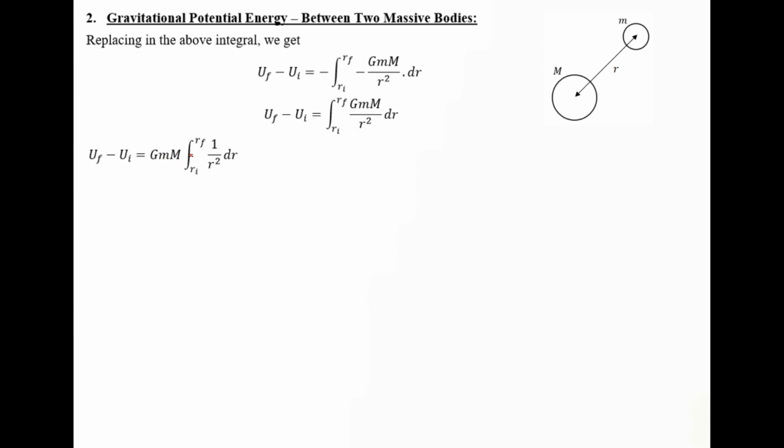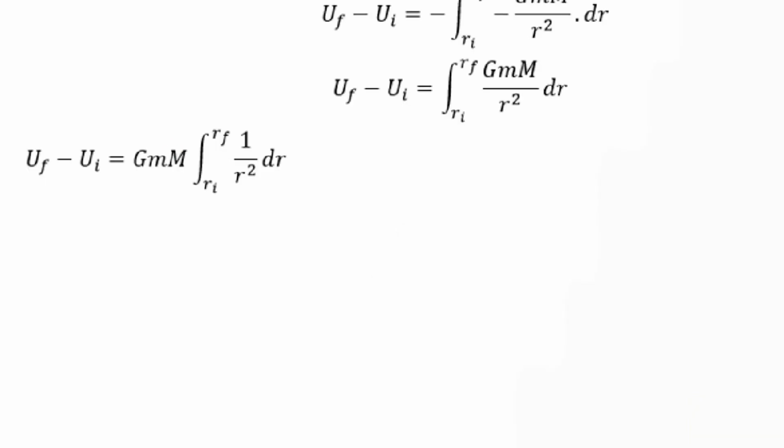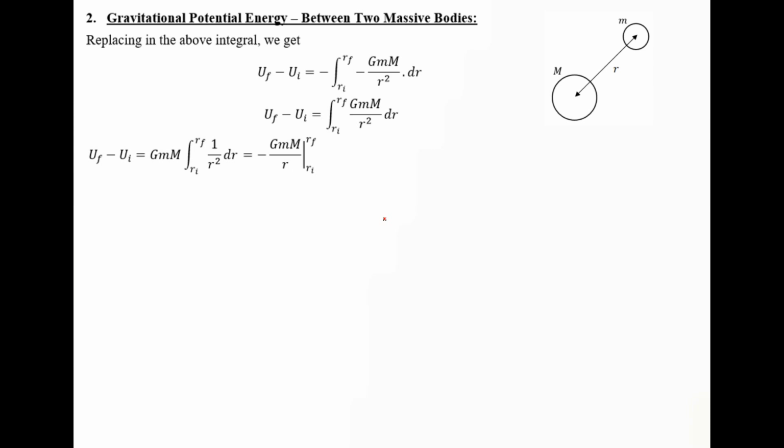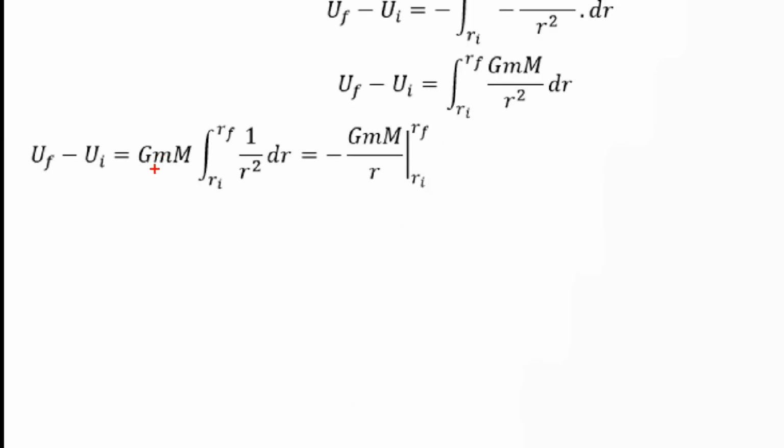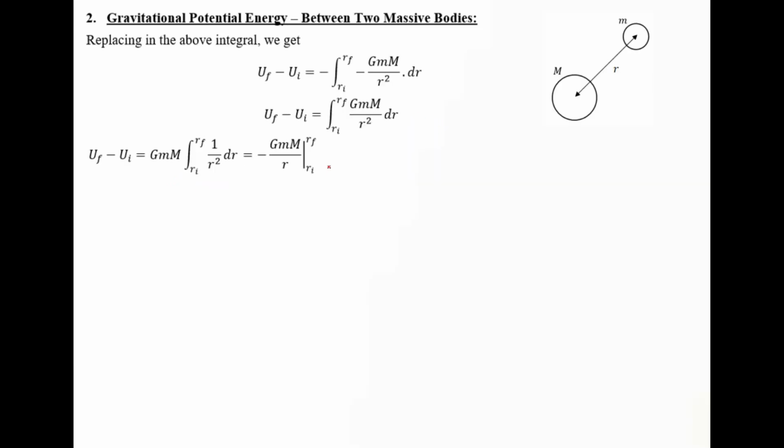Now GMm is a constant, it can be dragged out. We're integrating 1 over r squared, which can be written as a power function, r to the power minus 2 dr. We don't forget this. Now we increase the power and we divide by the new power. That would be r to the power of minus 1 divided by minus 1, which is basically minus 1 over r. And we multiply by the factor GMm, evaluated between final position and initial position.